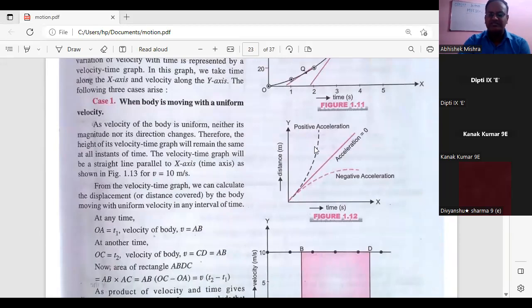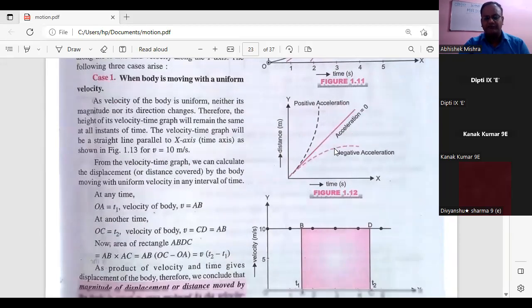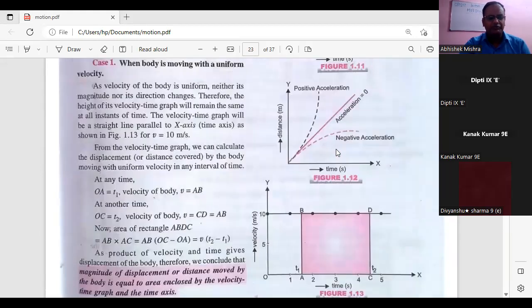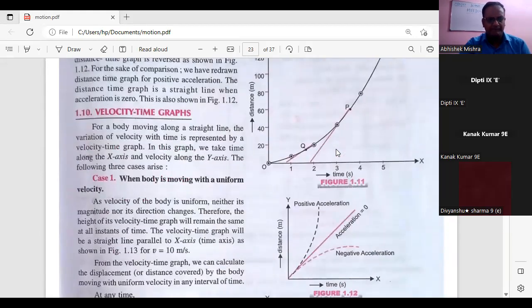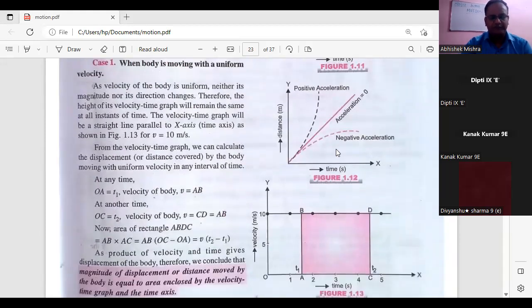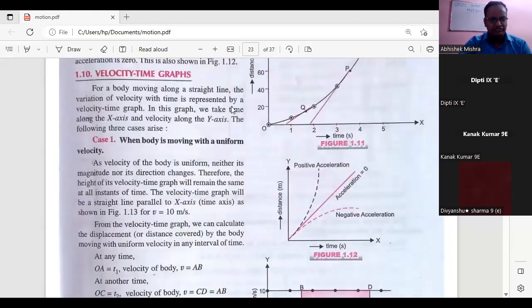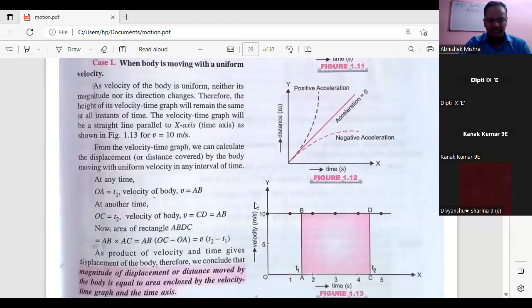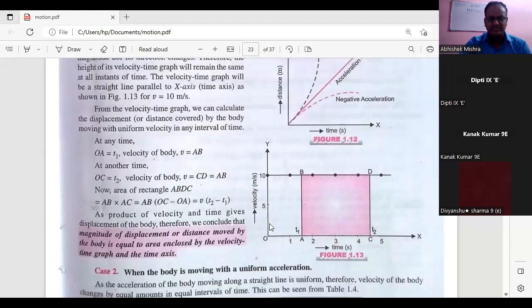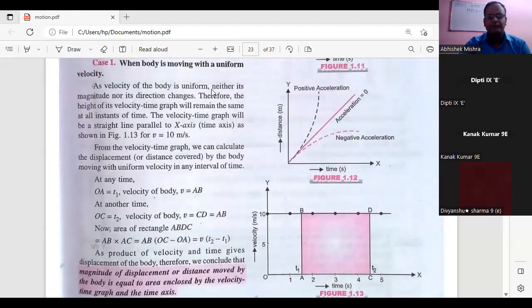Now, students, the three cases of the distance time graph, we have come to the conclusion, and now we will be doing the velocity time graph. The velocity time graph is very important and conceptual also. On the x-axis, we are plotting the time, and on the y-axis, the velocity. When the body is moving with a uniform velocity, neither its magnitude nor direction changes. Therefore, the height of the velocity time graph will remain the same at all instants of time.